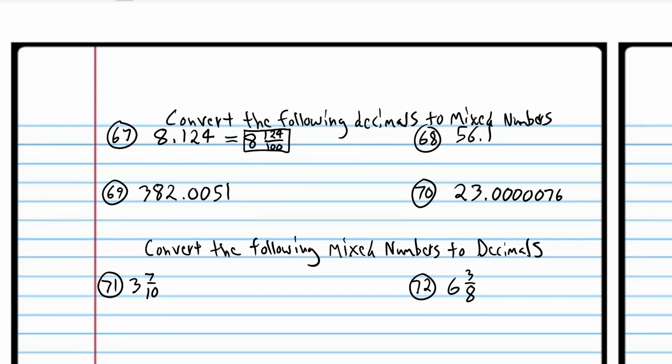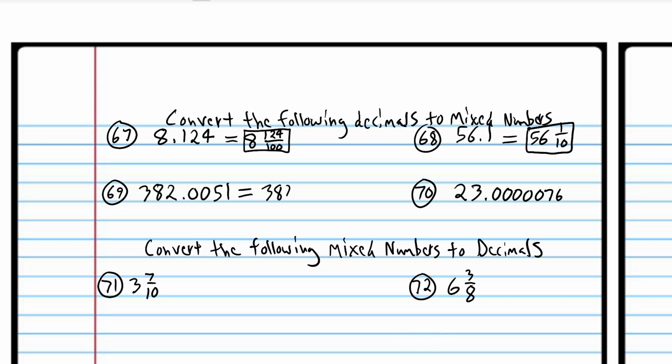All right, we're back. 56.1. The 56, that's a whole number. The 56 is a whole number. And then the 1 is in the tenth place, so we write 1 over 10. 56 and 1 over 10.